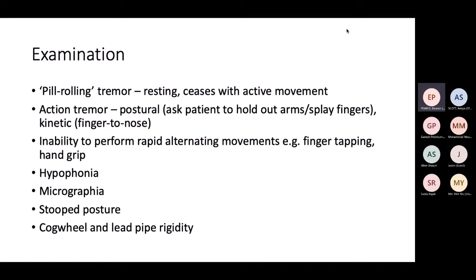So cog wheel is as you've got the elbow bent and you're holding the patient's hand, you try and move their hand around in a circle, and the arm will jerk its way around, exactly like a cog wheel. And then your lead pipe rigidity is, again, you try and bend the patient's elbow, and it will slowly be bending and then all of a sudden bend very quickly. And that is just a sign of the rigidity that comes with Parkinson's.